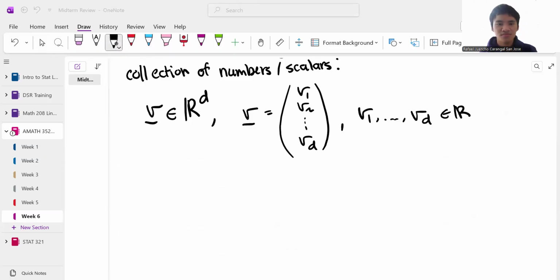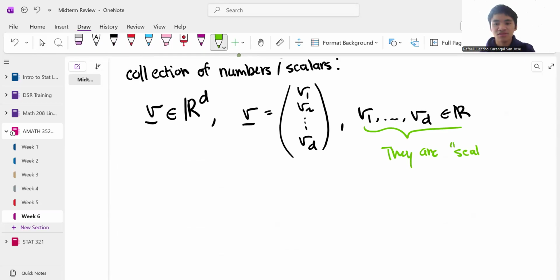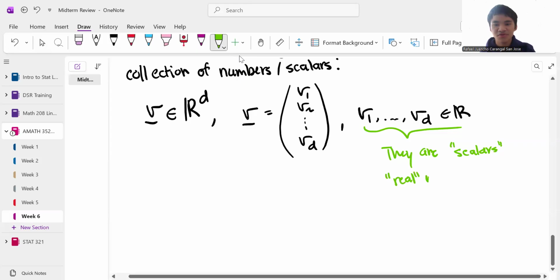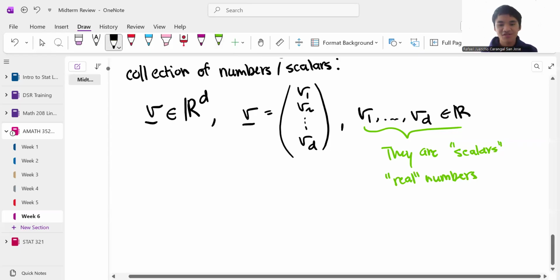So here we say they are what we like to call scalars, or another way to call them is real numbers, meaning they're not complex numbers. That's essentially what I'm trying to point out.